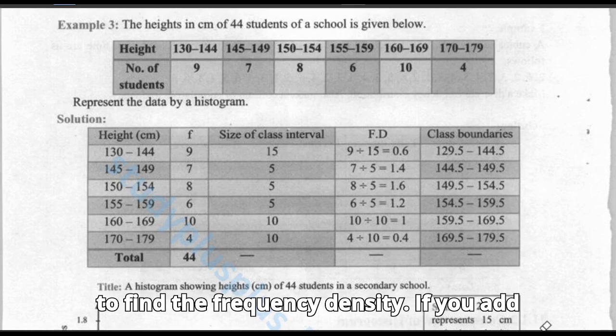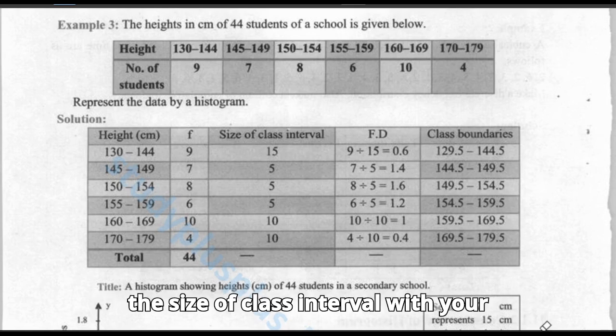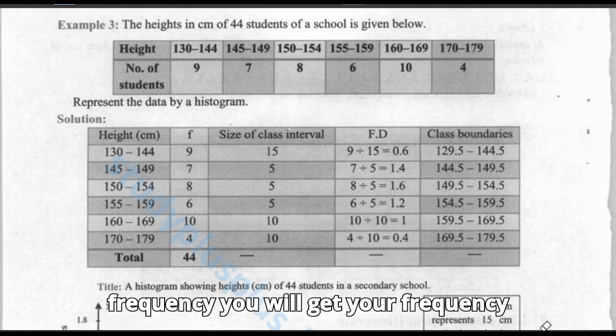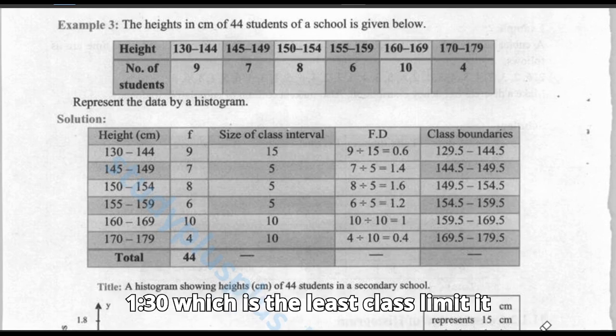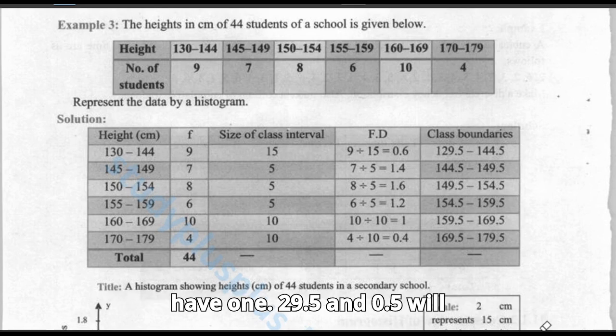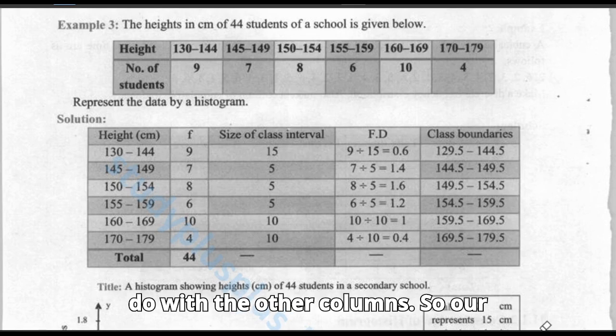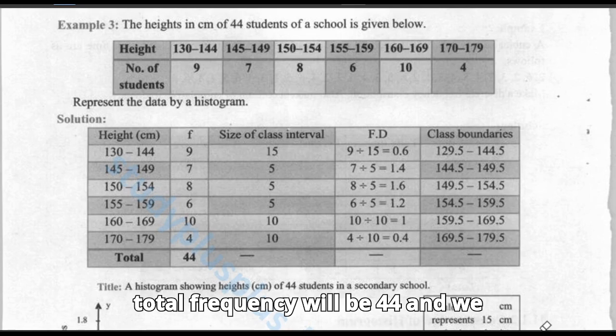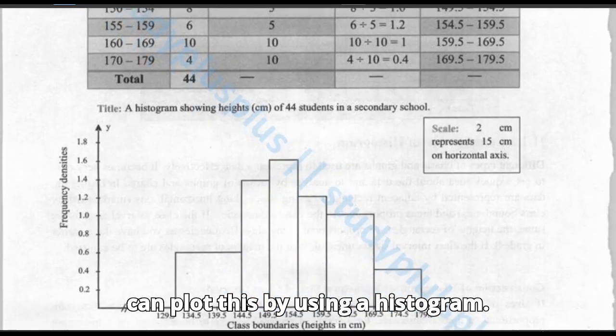And to find the frequency density, if you divide the frequency by the size of the class interval, you will get your frequency density. And here for the class boundaries, 130, which is the least class limit, will be deducted by 0.5. So that means we have 129.5. And 0.5 will be added to the greater class limit, which is 144.5, and so on you can do with the other columns. So our total frequency will be 44, and we can plot this by using a histogram.